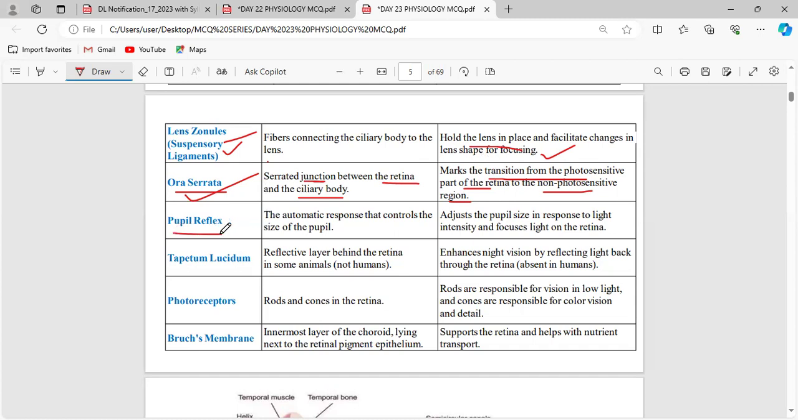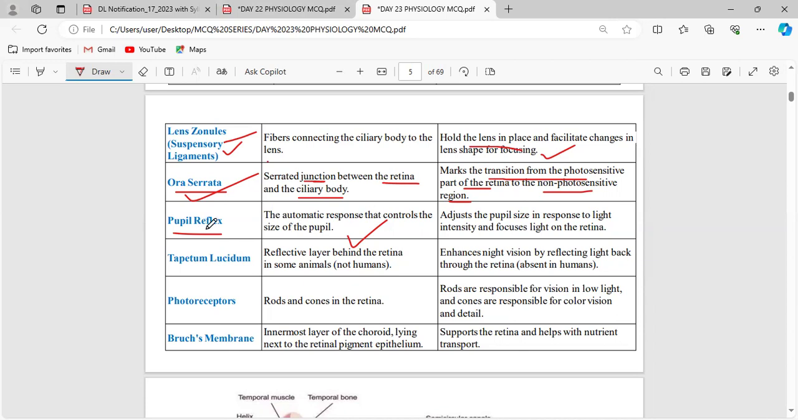Okay, now the pupil reflex. See, it is the automatic response that controls the size of the pupil. When we focus on a particular thing, the size of the pupil is enlarged.